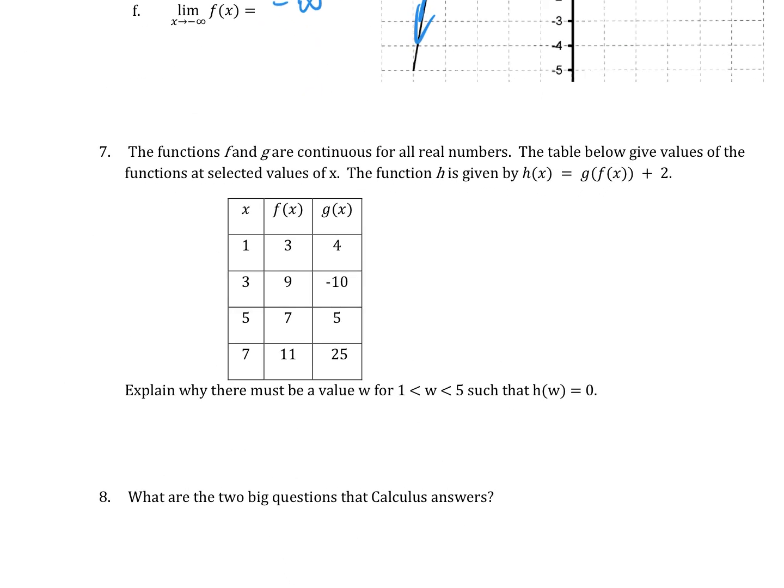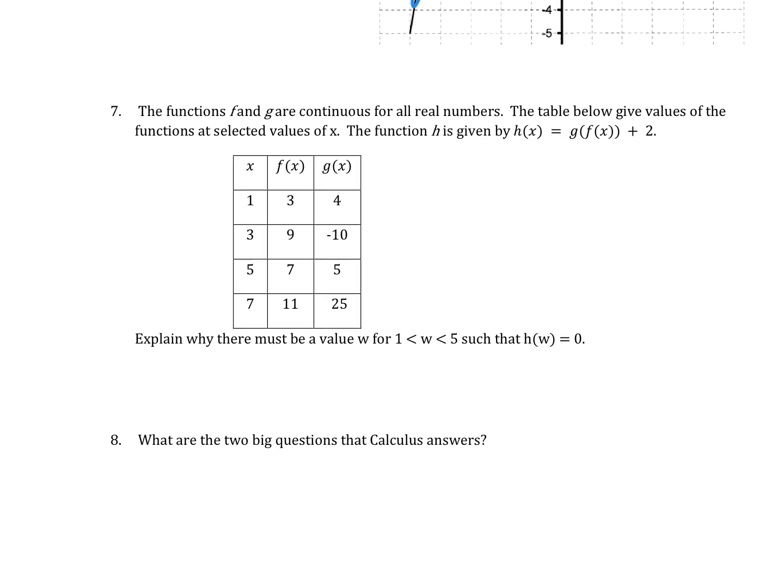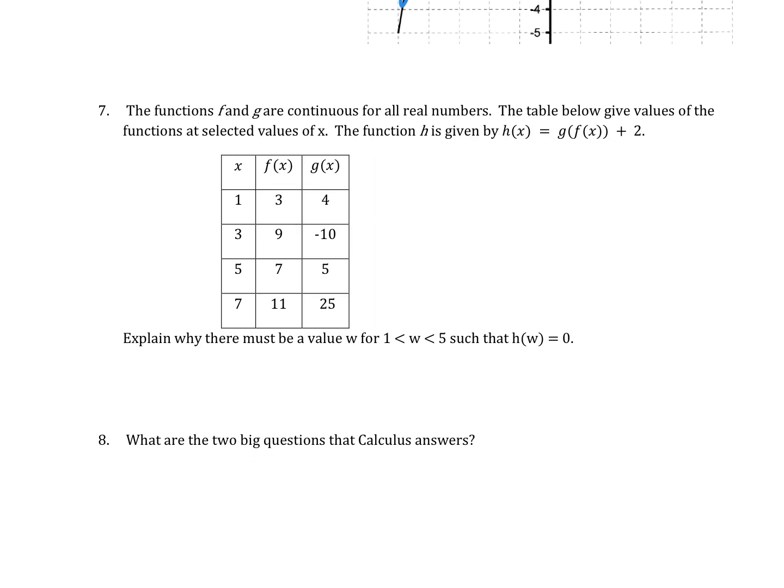Cool. Well, a little bit of intermediate value theorem. Okay. Functions f and g are continuous for all real numbers. The table below gives some values of the functions. The function h is given by this. Explain why there must be a value for w, where w is between 1 and 5, such that h of w is 0.